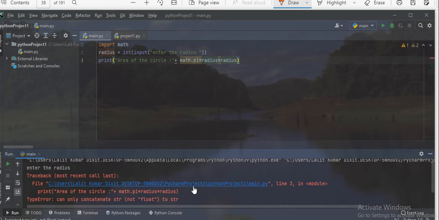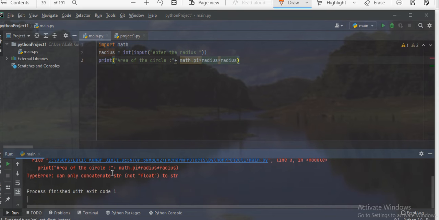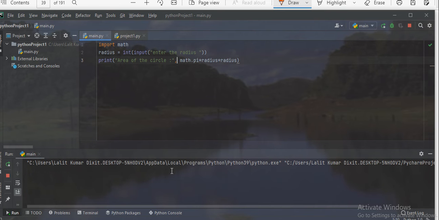Now again it's giving me an error. It's about the area of the circle is math pi radius into radius. Can only concatenate str, not float to str. Okay, it's giving me that error because I have added plus here. I have to write a comma here. That was what I had done. Okay, so now again 7.